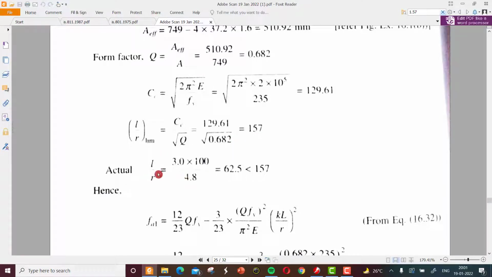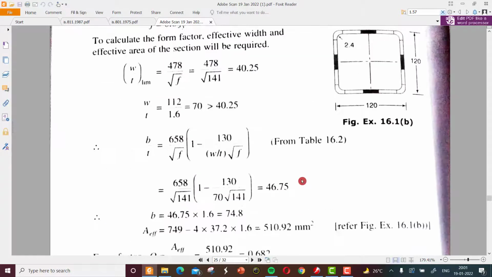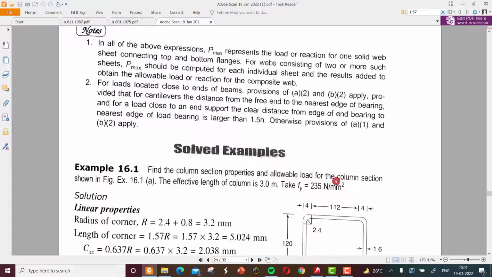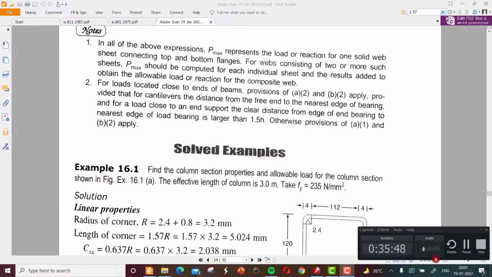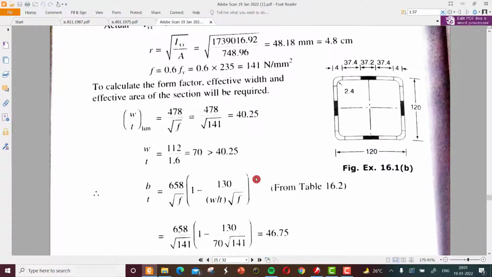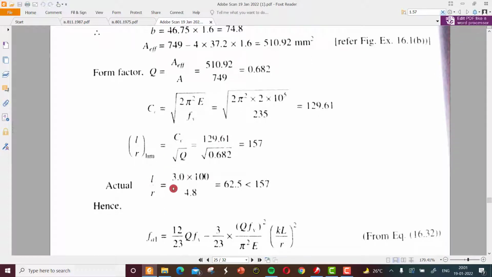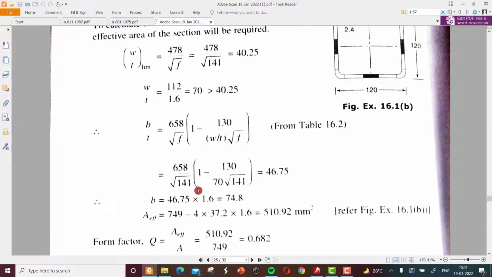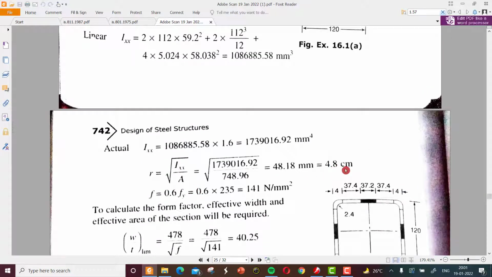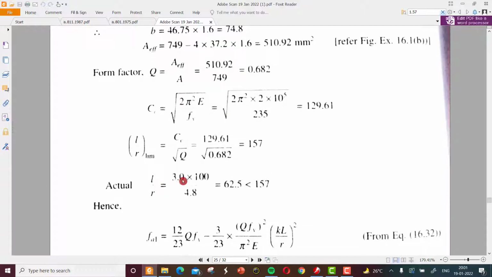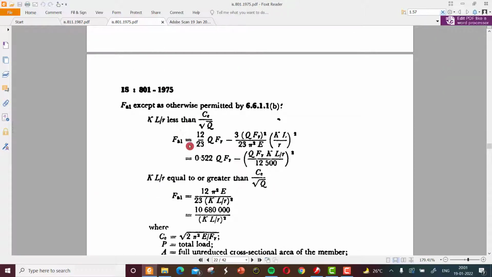So actual L by R, so we have to see the support condition. The column allowable effective length is already given as 3 meter. Okay, so already it is given as 3 meter. Then 3 converted to centimeters, because R is in centimeter, and we just converted the meter into centimeters to get the actual L by R is equal to 62.5, which is less than 157. So we have a set of equation.